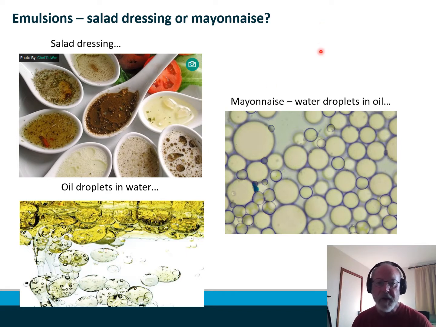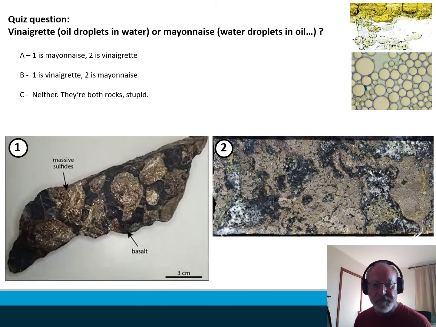Mayonnaise is actually the other way around. A mayonnaise forms when you've got water droplets sitting in oil, so you've actually got the denser liquid sitting inside the lighter one. If we're going to make an analog for some of the emulsion textures that we see in sulfide ores, then perhaps we can use this as a sort of analog, because in fact we find both. So I'll leave this to you as an exercise to think about.